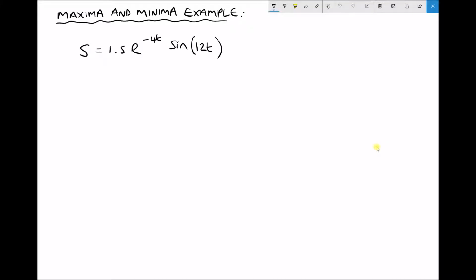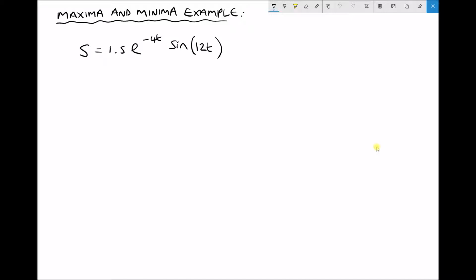In this video, we're going to look at a specific example of how differential calculus can be used to determine maximum and minimum values of given functions. So displayed on the screen here, we have the function s, which is a displacement, equals 1.5 e to the power of minus 4t sine 12t.